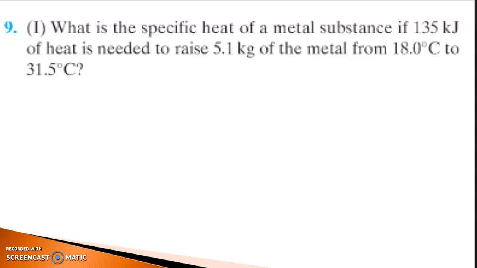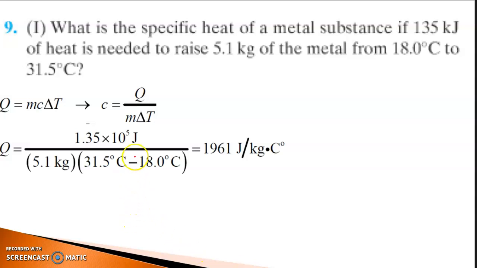Okay, so we're going to use the equation that we just looked at. Now, C is our unknown, so we'll quickly solve this for C. If you divide both sides by M and delta T, you get C equals Q over M times delta T. So if you plug in our given values here, this is our amount of heat that's given in the problem. Notice how we did convert to joules instead of kilojoules to keep things consistent. Here's our mass in kilograms. That's an SI unit, so we're okay. And this is our difference in temperature. Again, using Celsius is okay since it is a change in temperature. And this gives us a final answer of 1,961 joules per kilogram degree Celsius.